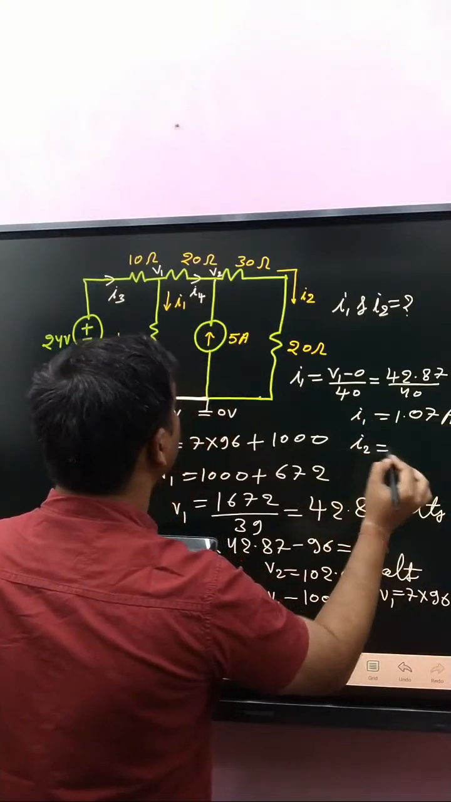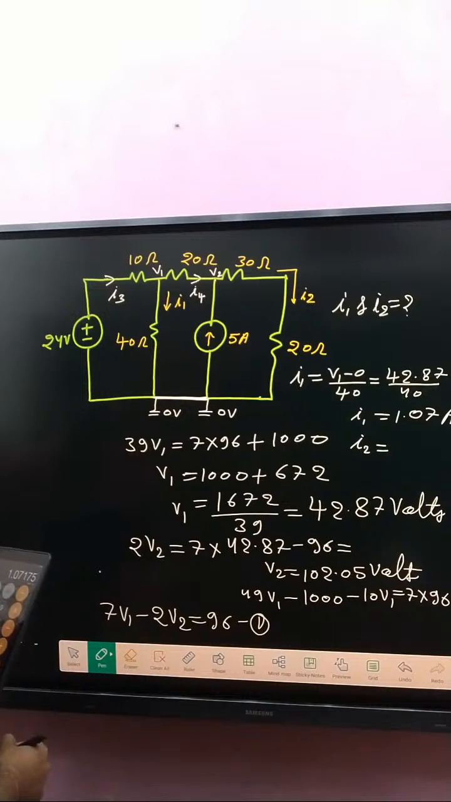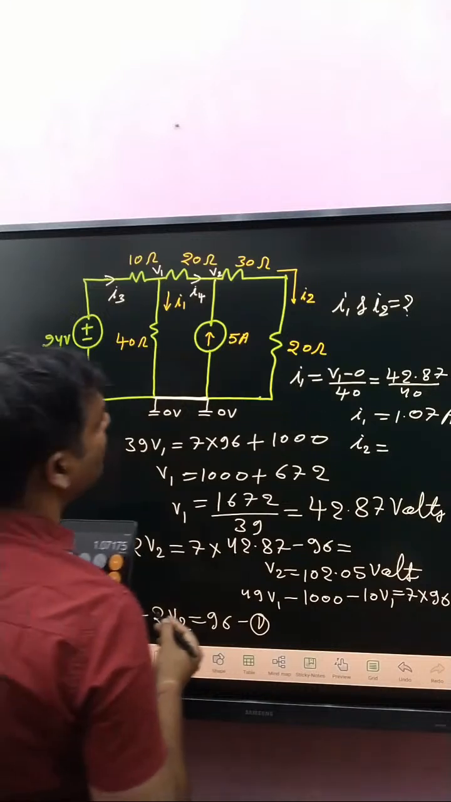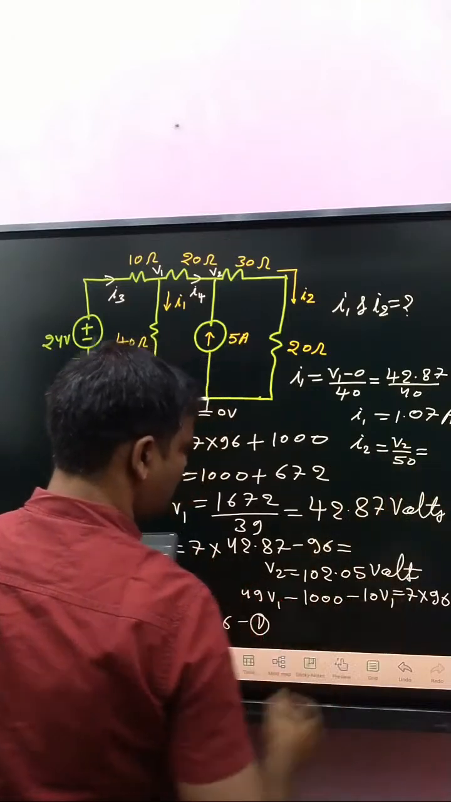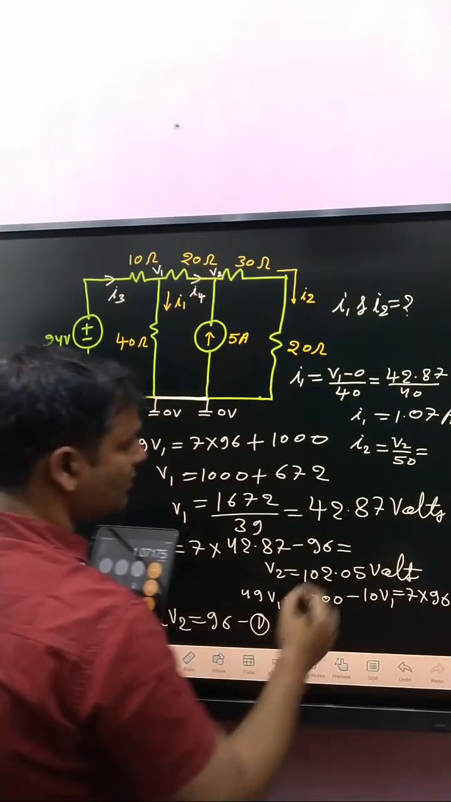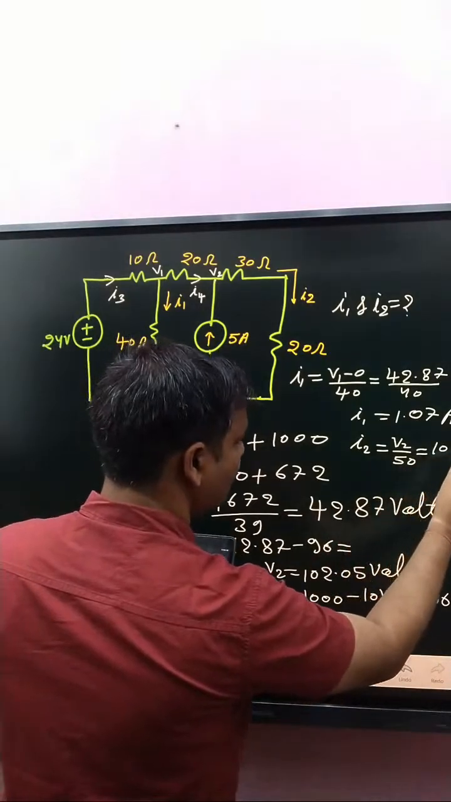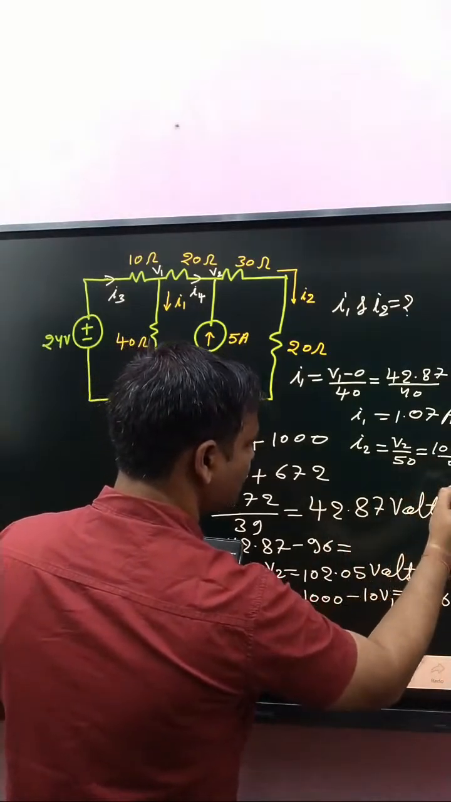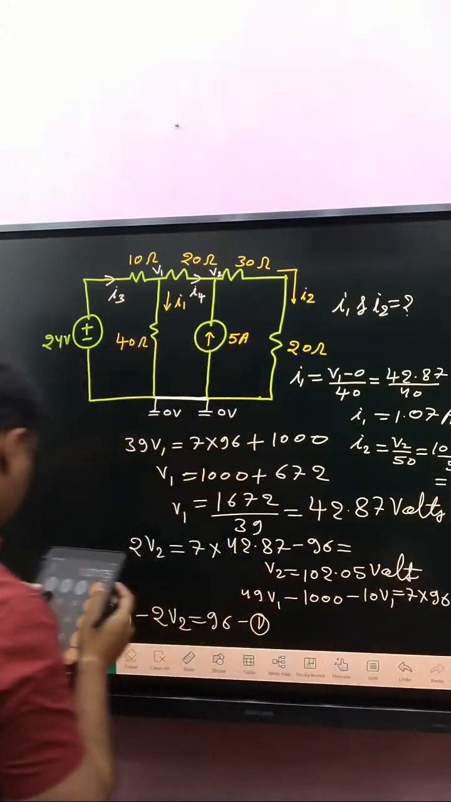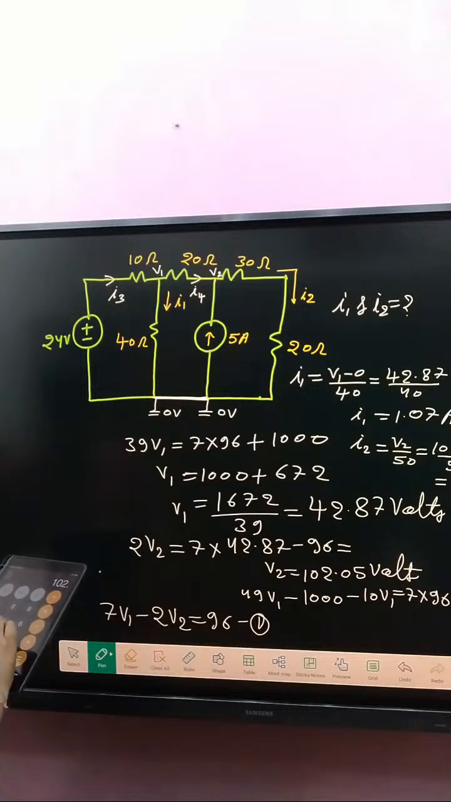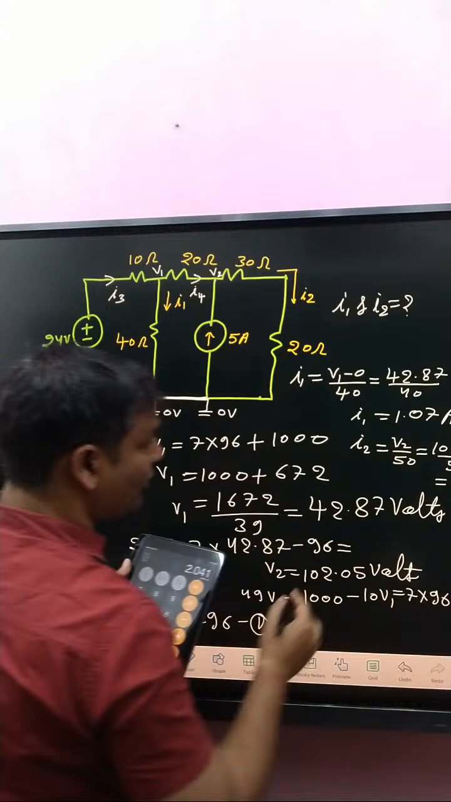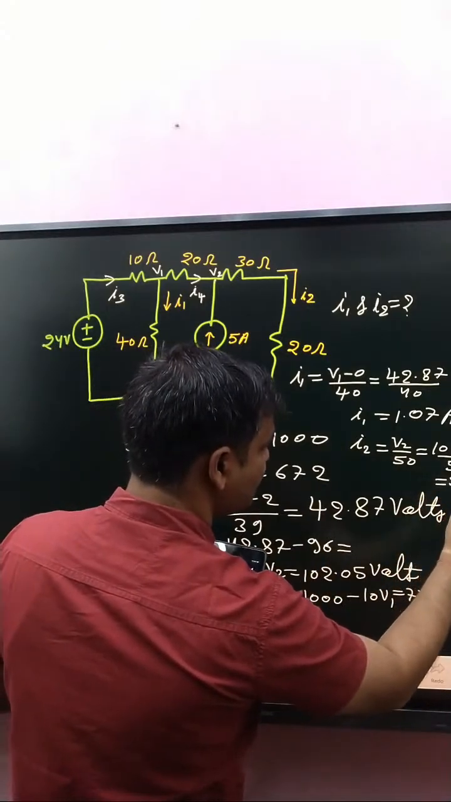And what about I2? I2 is how much? V2 divided by 50. And V2 is how much? 102.05 divided by 50. That is 2.041.